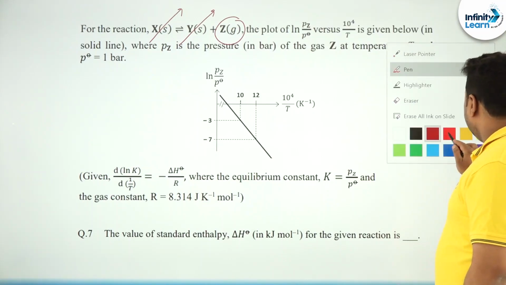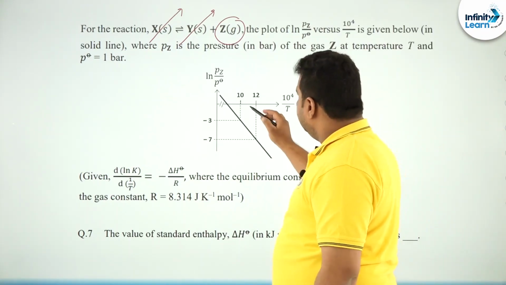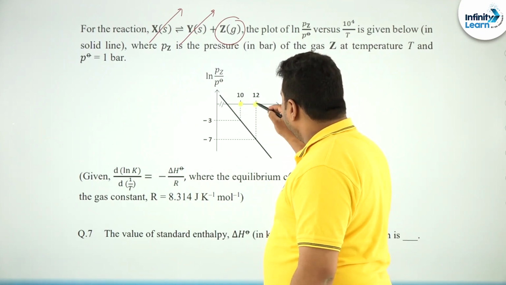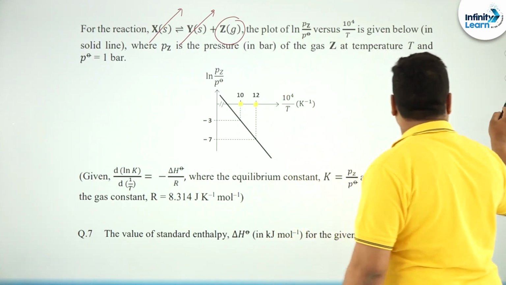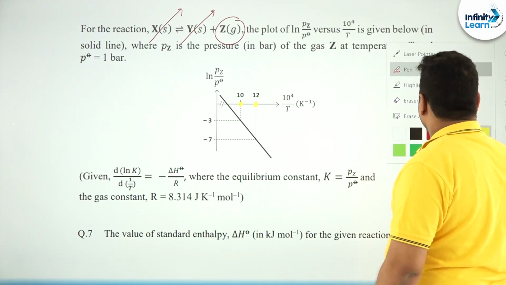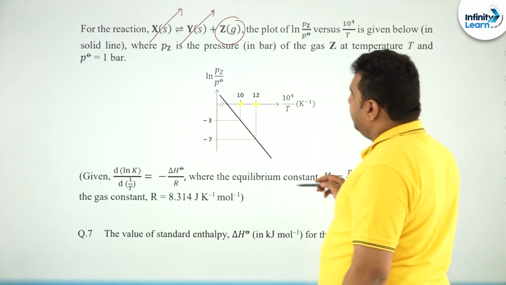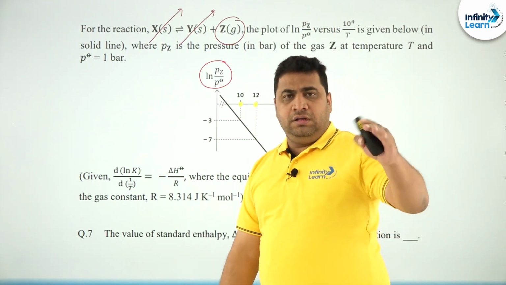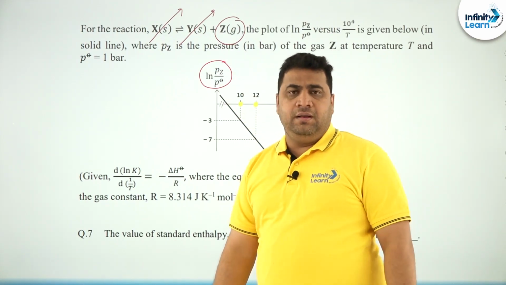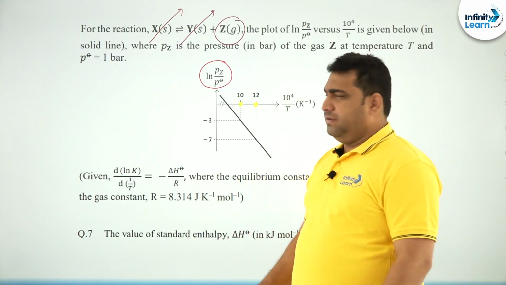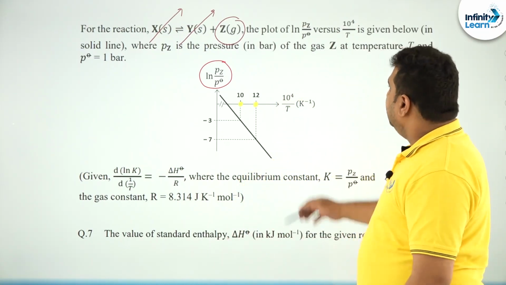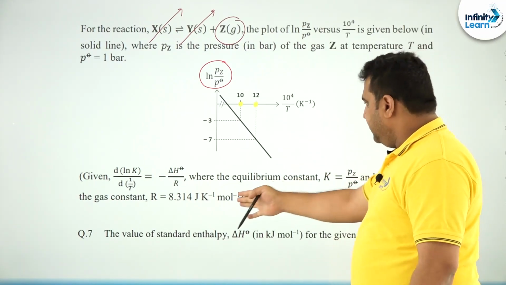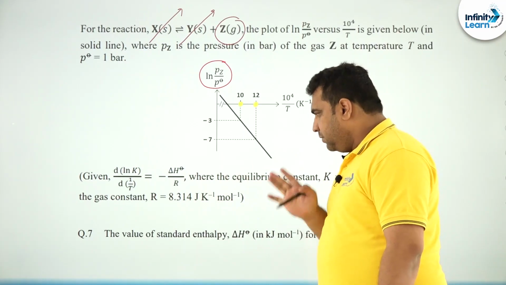Now, all of you can see here, your highlight is here. So, 10 and 12, right. Here he gave ln Pz by P naught. That means he gave final by initial. He said that the plot is given, which is available here, and some data he has provided, the R value he has provided, which you have to use.